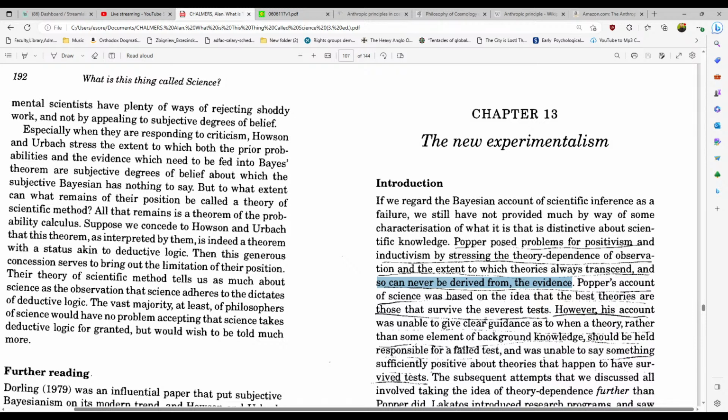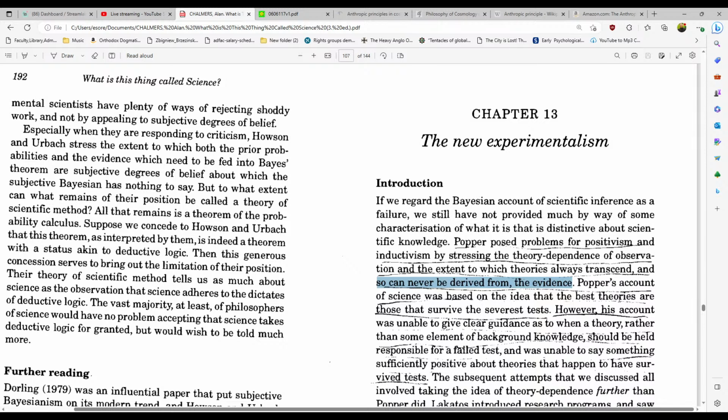the best theories are those that survive the severest tests. However, his account was unable to give us clear guidance as to when it was a theory, rather than some element of the background knowledge, that should be held responsible for a failed test. So again, look, it looks like we're out of the problems. Yeah, that sounds great, Popper.